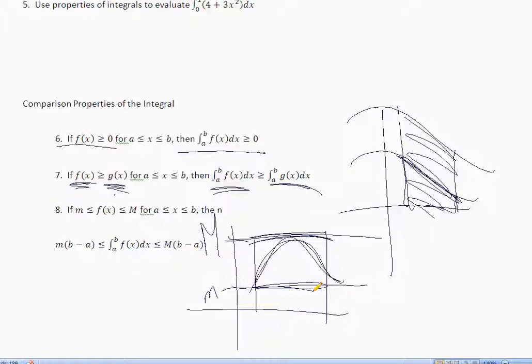Okay, the general idea of this section is just introducing the notation of a definite integral and what it means. So a definite integral is just the area under the curve from A to B.